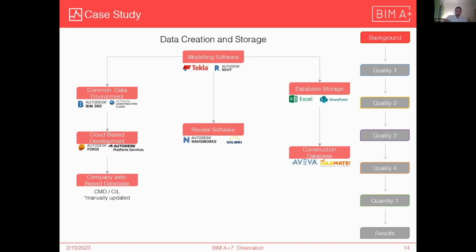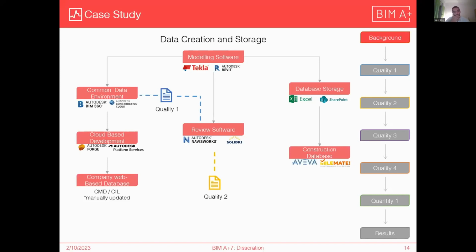Now I'll explain where the data comes from for each dashboard. So quality one focuses on folders. It focuses on where the files are located in the common data environment, whether it's in transfer, work in progress, consumed, or shared. And it compares them with the review software, the federated model that has all the files.